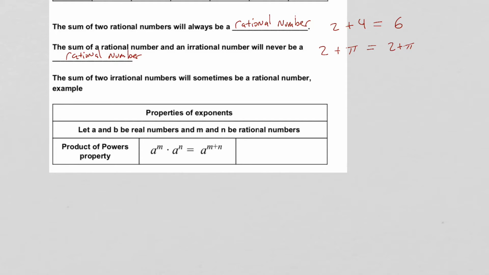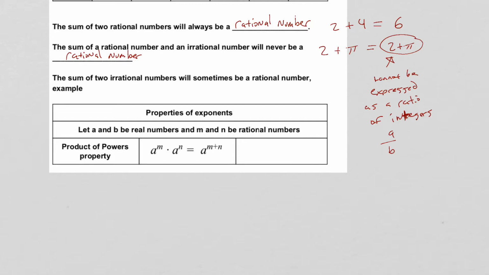That is, I will not be able to take this and express it as a ratio of integers, A over B. Right? You're never going to find two integers, one divided by the other, that equal this, because it's irrational.